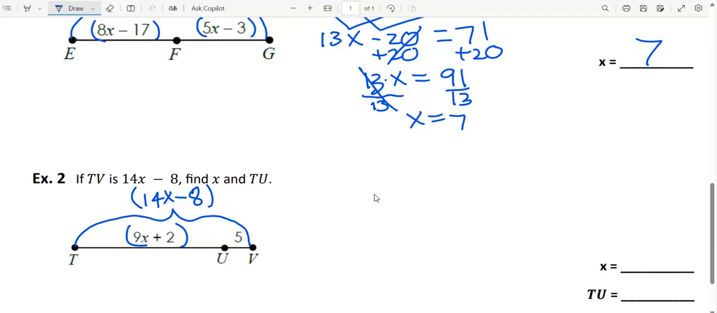How do I set up my equation? Part plus part equals whole. The left part from T to U is 9x plus 2. Plus the right part. Now look, the right part is this little piece. If all that's labeled is 5, you got to just put 5. That's it, okay? And that equals all the way across from T to V, which we know is 14x minus 8. Part plus part equals whole.